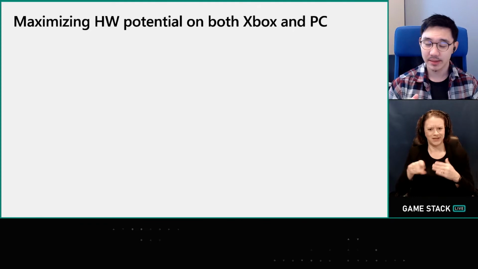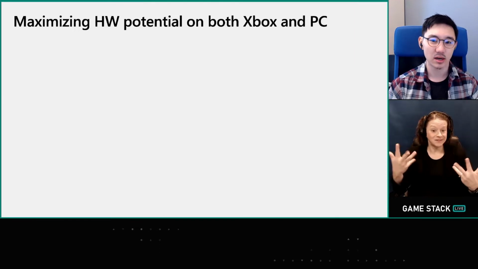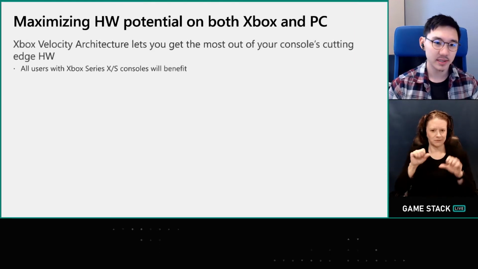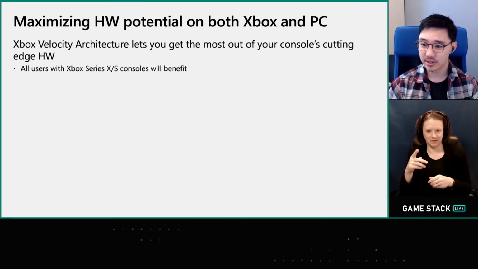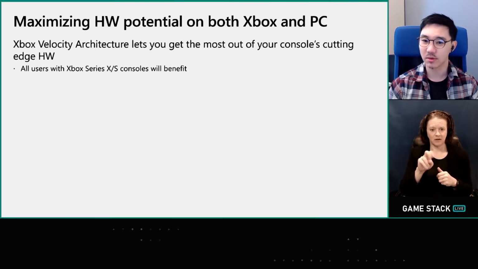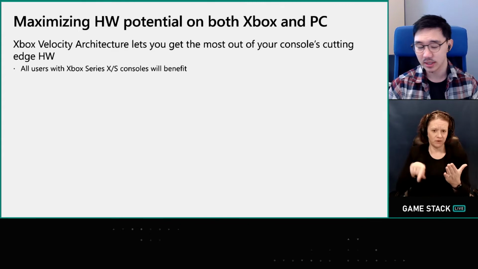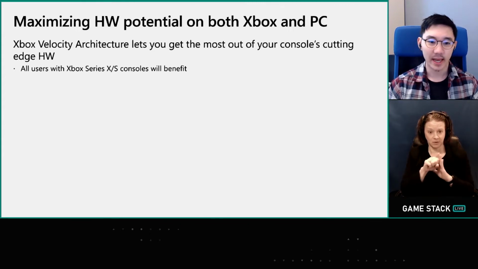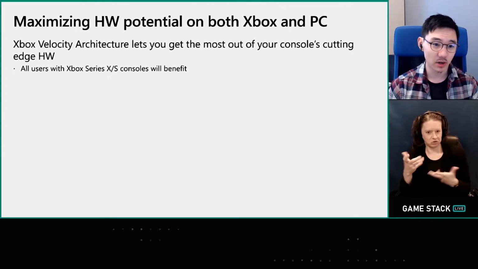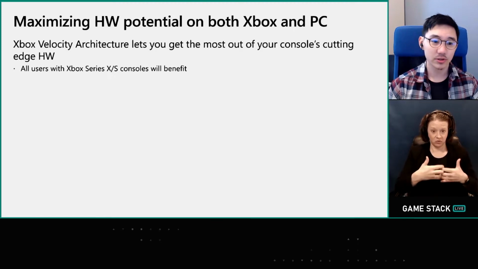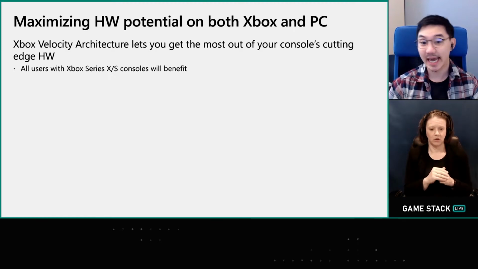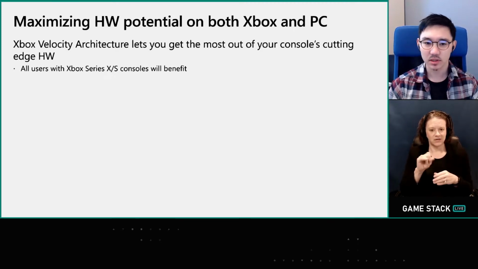Now's probably a good time to remind you that we're always in the business of helping you maximize the potential on both Xbox and PC. The Xbox Velocity Architecture, if you've read about it, lets you get the most out of your console's cutting edge hardware. It includes sampler feedback and DirectStorage, and console being a single piece of hardware, actually there are two, all users of Series X and S consoles will benefit all at once.